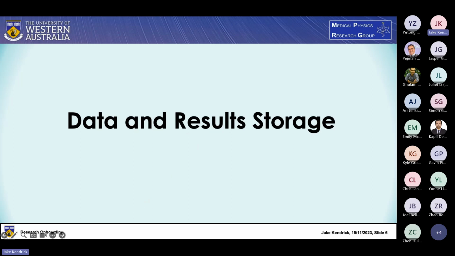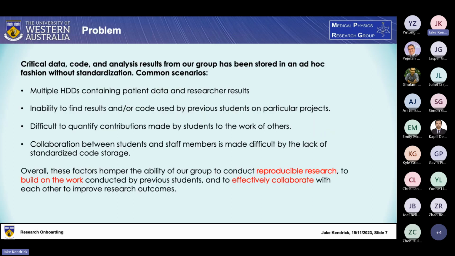So let's talk about the new process for storage of data and results that our group is going to be using going forward. So basically the problem thus far has been that critical data, code, and analysis results from our group have been stored in a relatively ad hoc fashion without any sort of standardization. And the common scenarios that we might have experienced would be that we would have multiple hard drives, for example, containing patient data and researcher results.